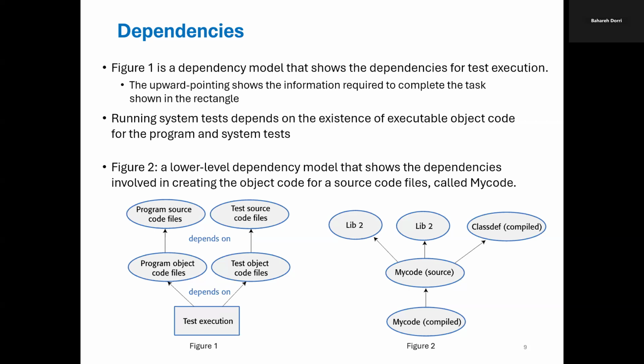Then in figure 2, we zoom into a lower level. Here we see a dependency graph for creating object code from a specific source file. In this case, something like mycode.cpp. We see that creating the object file depends on the source code itself and any related configuration or header files. If any of those change, the build system knows it needs to recompile that file.